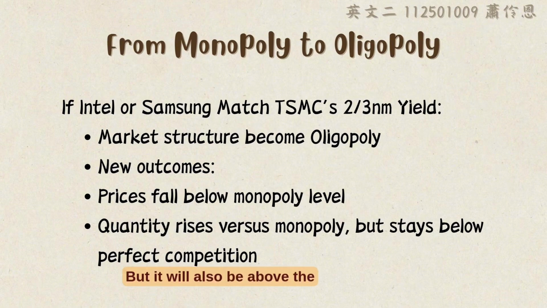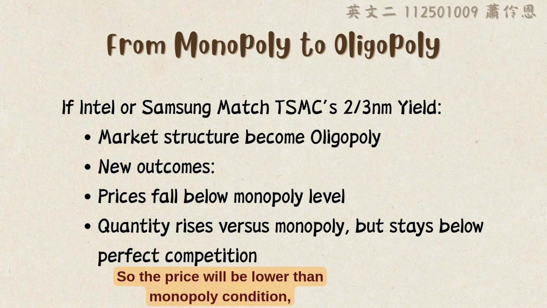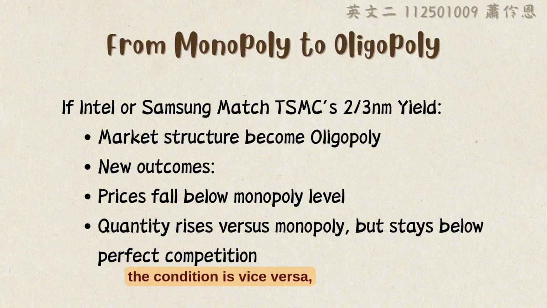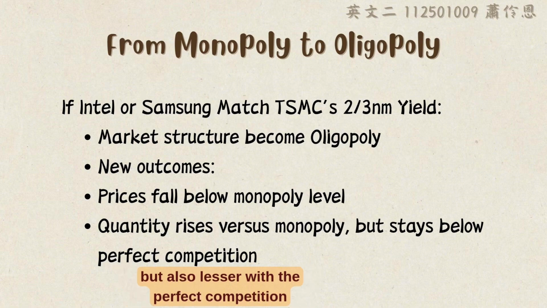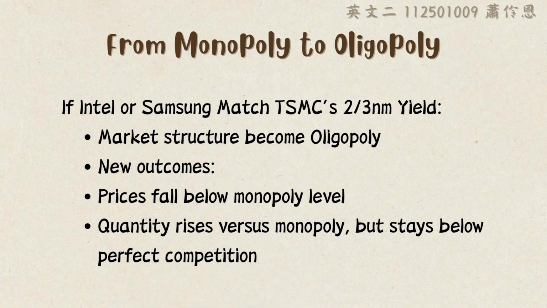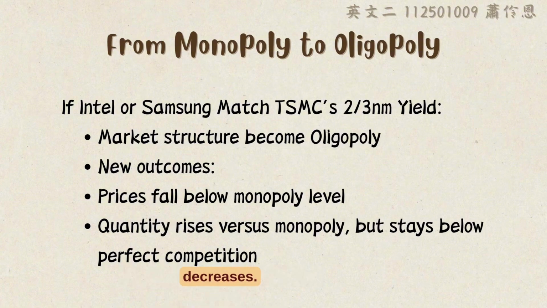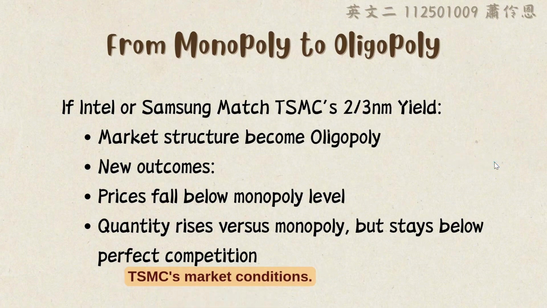But it will also be above the perfect competition levels, since there's not as much rivalry in the market. So the price will be lower than monopoly condition, but higher than perfect competition levels. But for quantity, the condition is vice versa, since quantity shall be larger than monopoly production, but also lesser than the perfect competition market. But since the decrease of price is larger than the increase of quantity, it eventually makes TSMC's share decrease. And now here's the end of my presentation on TSMC's market conditions.